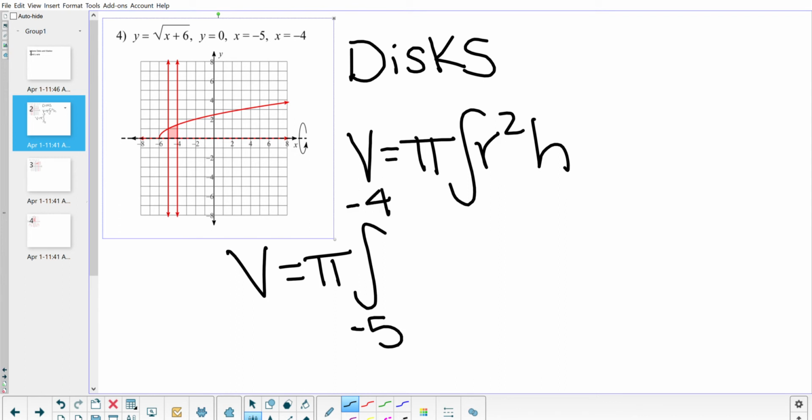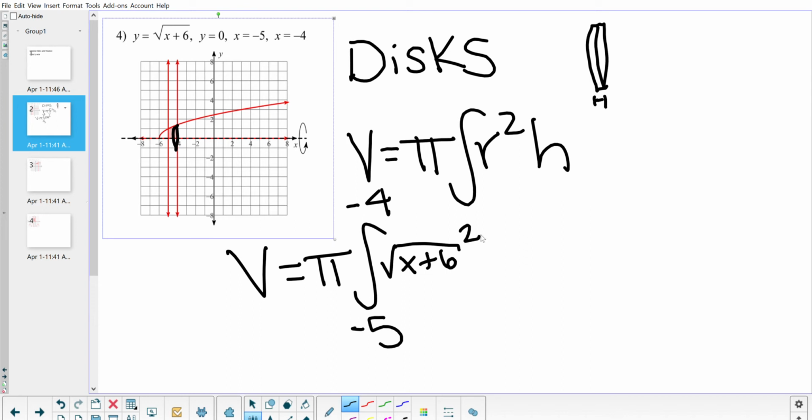The radius of each of these disks after it rotates around, so this one's really small, but the radius of each of those disks is just the function, so the square root of x plus 6, squared. And then the height of each of those disks, if I were to draw one of those disks over here, is what we would rather call, when it's turned like this, the base. But that is the height right there.